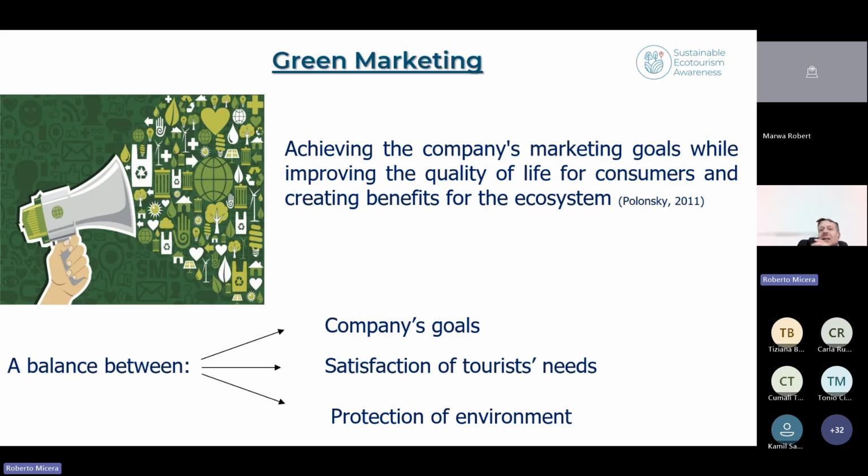Green marketing means achieving the company's or firm's marketing goals while improving the quality of life for the customers and creating a benefit for the ecosystem. A balance: green marketing guarantees a balance between the company goals, satisfaction of tourism needs, and also protection of the environment.